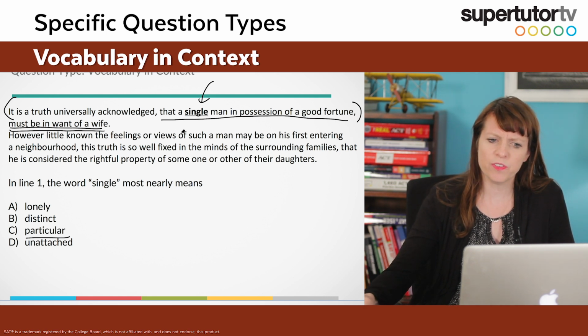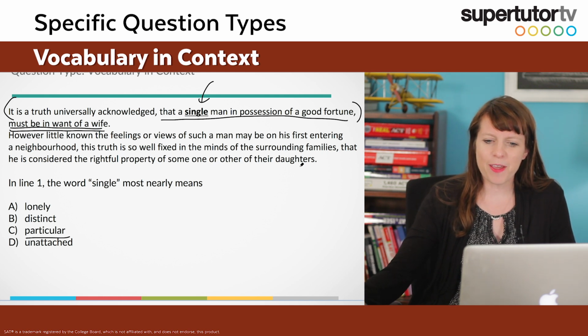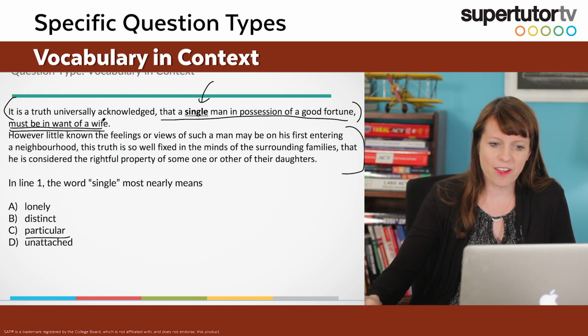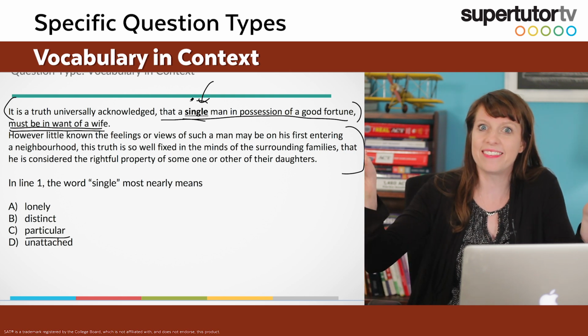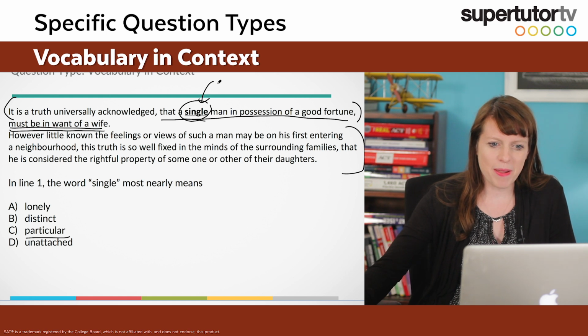"However little is known of the feelings or views of such a man may be on his first entering a neighborhood, this truth is so well fixed in the minds of the surrounding families that he is considered the rightful property of some one or other of their daughters." So these are families trying to marry off their daughters to this guy who is single. Oh, I know what single means. It means you're not married, right? So this is unmarried. Unmarried is my perfect word.